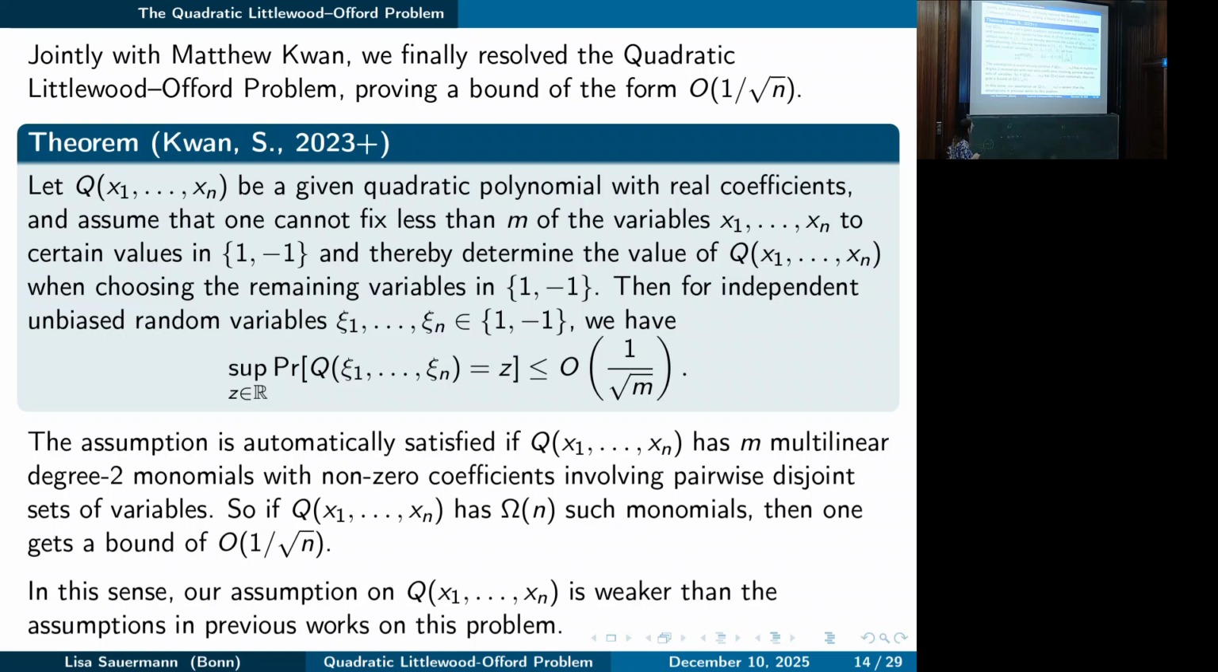So if we have linearly many such monomials, like in the assumptions of the previous works, then we get the bound of 1 over square root n that we were hoping for. In that sense, our assumption here is weaker than the assumption in the previous works, and therefore it is a stronger result with this weaker assumption. But as I said, don't worry too much about the precise nature of the assumption here. I just wanted to once state the exact assumption we put.